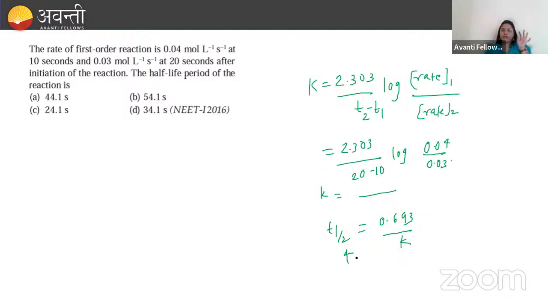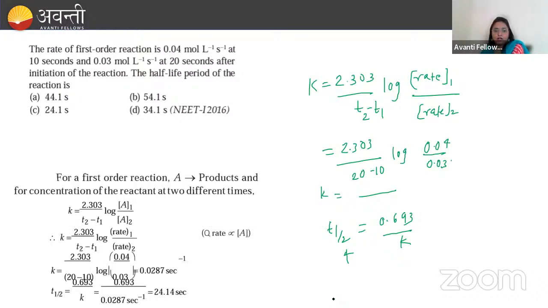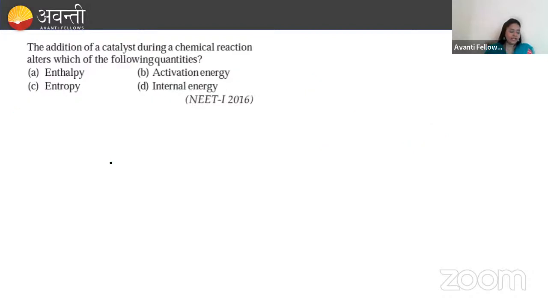सेम फॉर्मूला यूज करके दो टाइम दिए थे और दो रेट दिए थे, तो मैंने इस तरह से ये प्रॉब्लम को सॉल्व किया है। ओके, एनी डाउट? वेरी गुड। नेक्स्ट our answer will be option C. Solve this. ये बहुत न्यूमेरिकल क्वेश्चन ही आते हैं इस चैप्टर पे, इसलिए मैंने आपको बताया कि सॉल्वेशन आपका बहुत अच्छा होना चाहिए। ओके, नेक्स्ट क्वेश्चन, the addition of catalyst during a chemical reaction alters which of the following quantities?